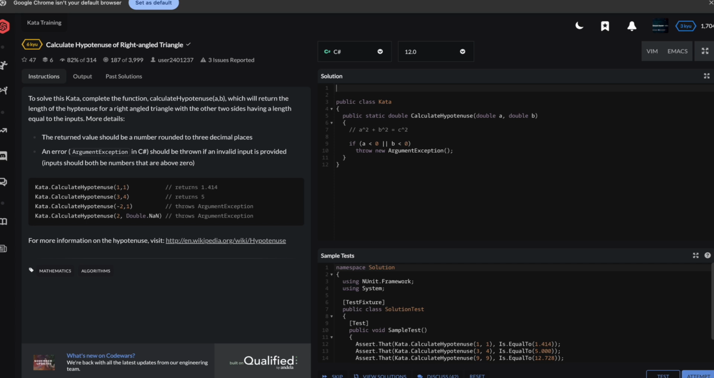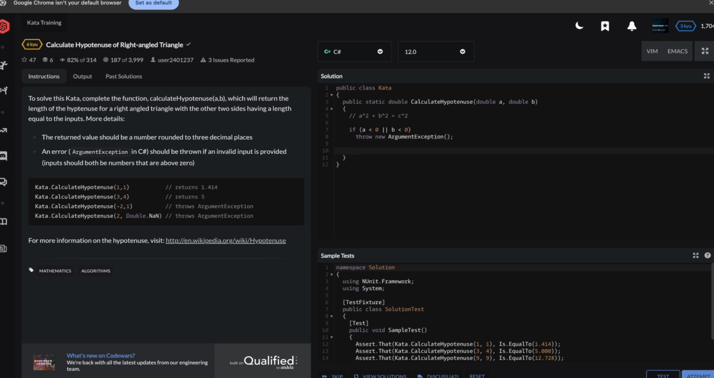I'm going to bring in the system namespace for that. I think I need that. Well, you know what? Let's let it blow up and tell us it can't find the exception. And then finally, once our input's valid, we can go ahead into implementing the function.